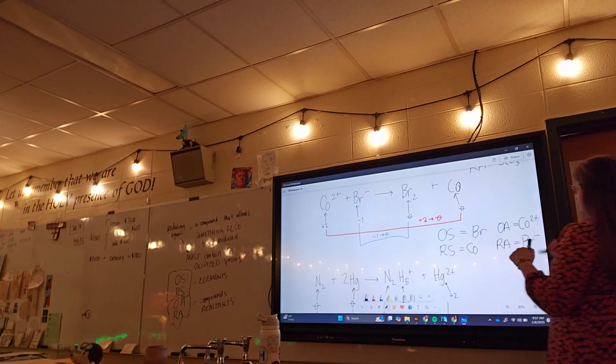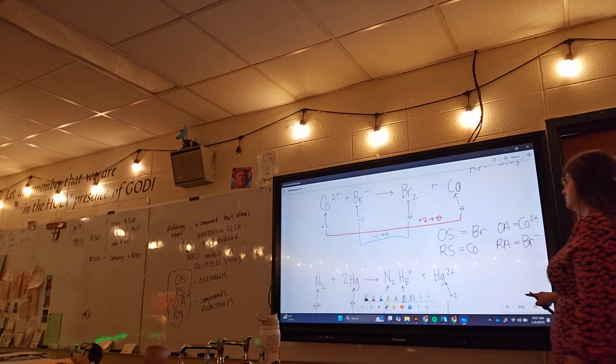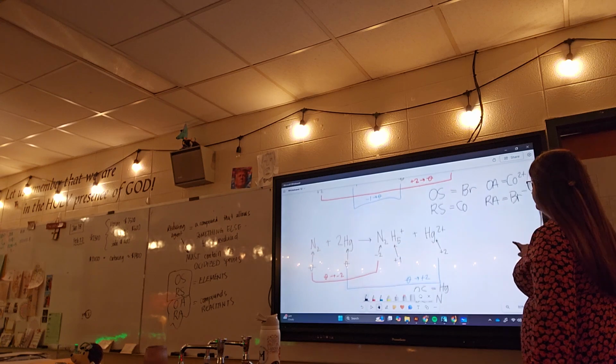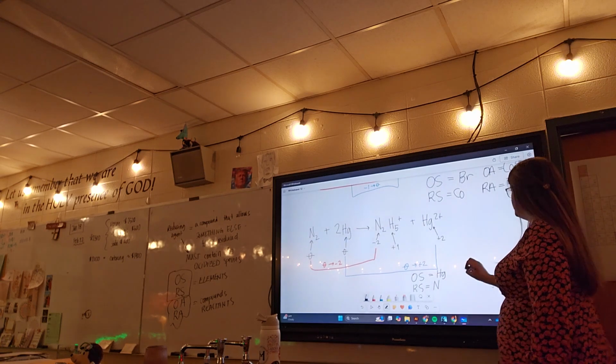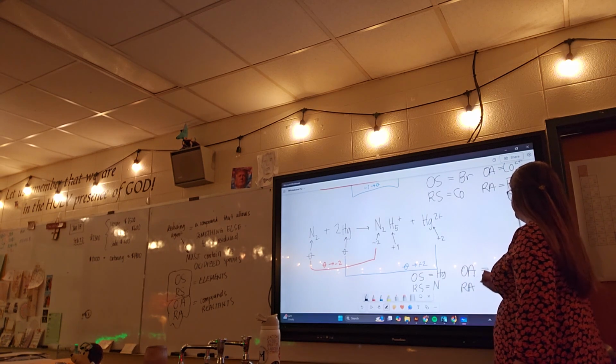CO2 plus. How was that? Easy, good. Let's do the last one. All right, so we need the oxidizing agent and the reducing agent.